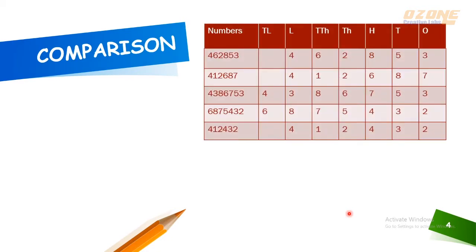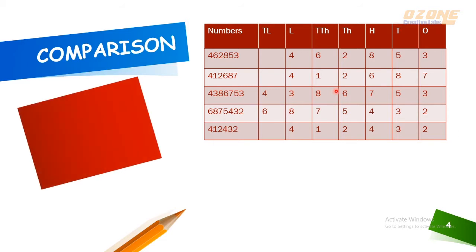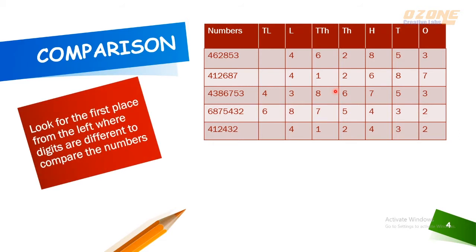Next we'll go through comparison of more than 2 numbers, or arranging numbers in ascending or descending order. So here 5 numbers are given, and that is already arranged in the place value chart. Here also we are using the same pattern, that is we are looking from the first towards the left where the digits are different to compare the numbers.